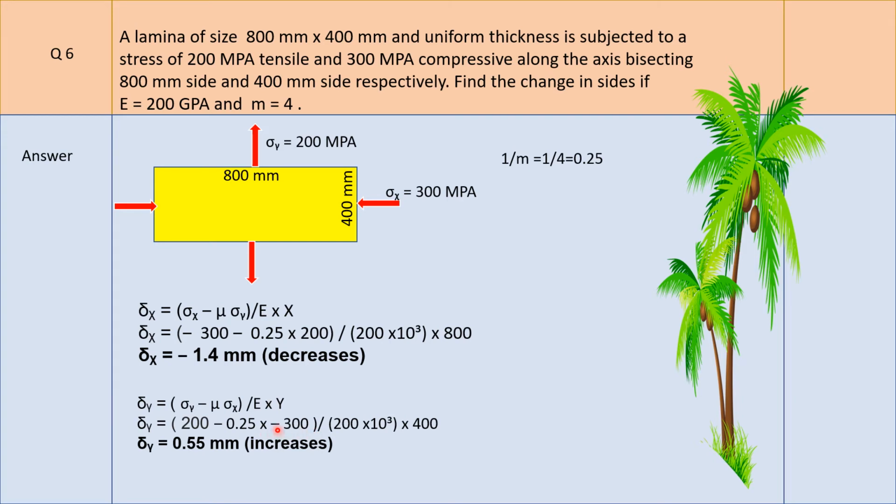this as minus, and sometimes students don't remember that this is given as compressive and they take both the values positive. They write the formulas very correctly, do the calculations also correctly, but they forget to take the minus sign for sigma x, and the whole answer goes wrong. So you have to be very careful whenever it is a compressive stress. Don't forget to take the minus sign. Let us come to the next problem.